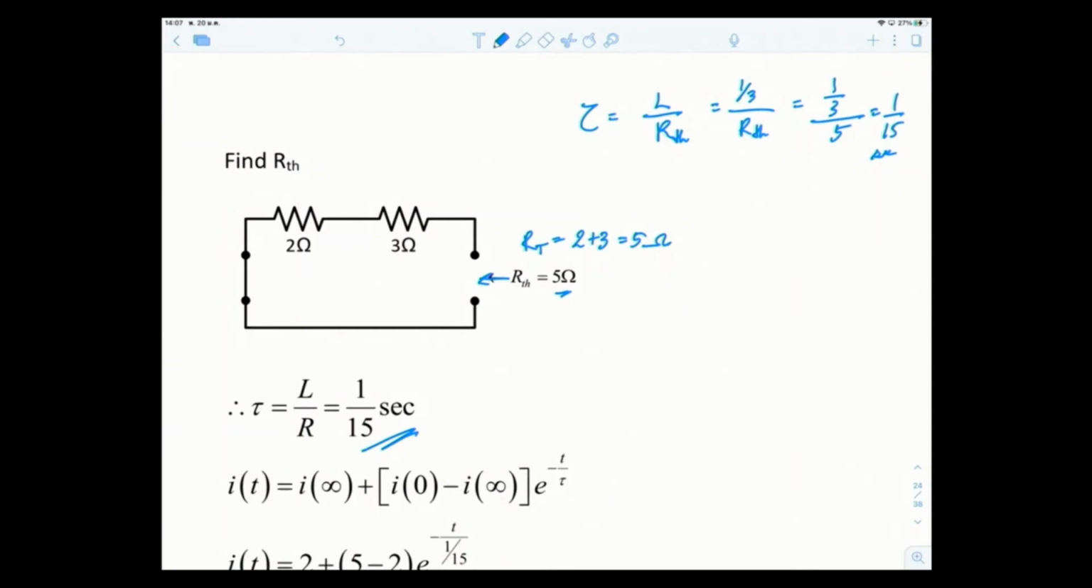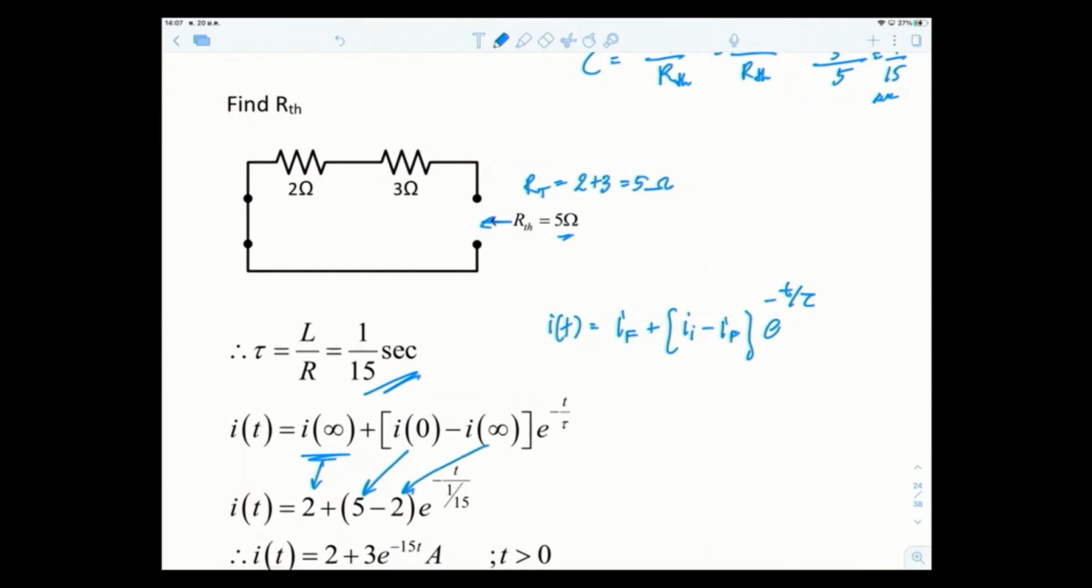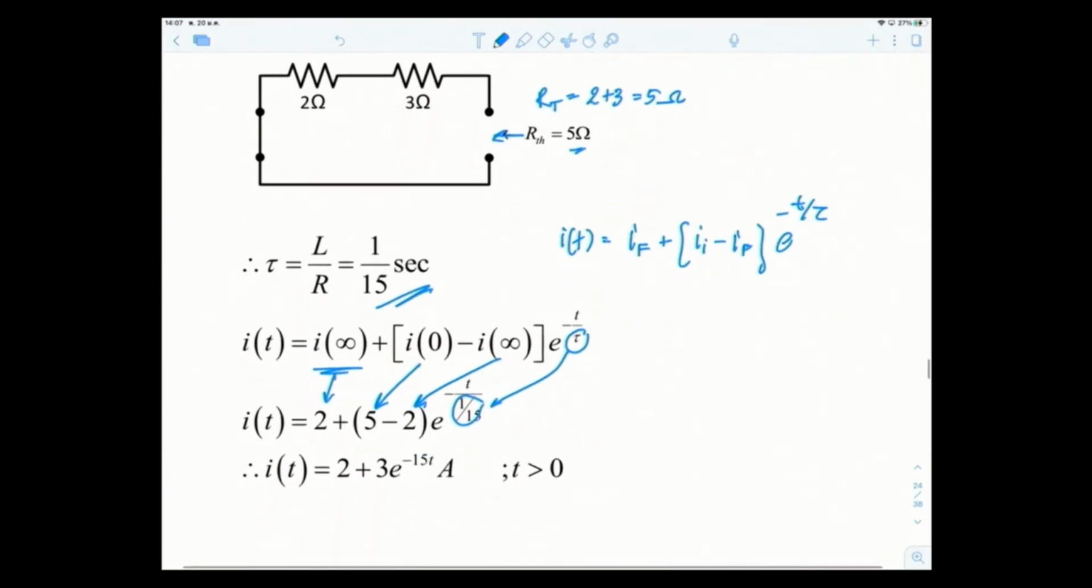Okay, it's your tau. So with the solution hopefully in your head, we can write down right away that I of t is equal to I final plus (I initial minus I final) e to the minus t over tau. Well, I final is I at infinity, which is 2. I initial, the value at t equal to 0, is 5. And of course I infinity is 2 again. And tau we found out to be 1 over 15. So at the end you get your answer as the current equal to 2 plus 3 e to the minus 15t amps. So this is how you perform the step-by-step approach.